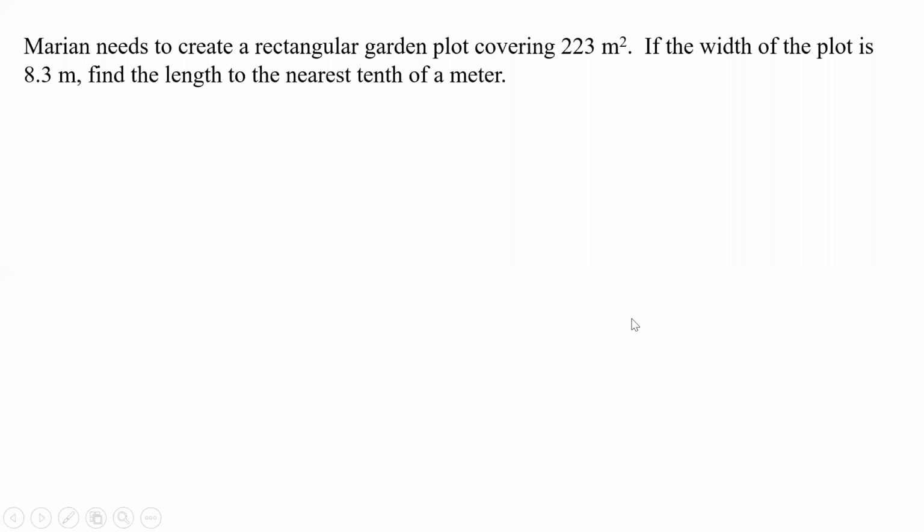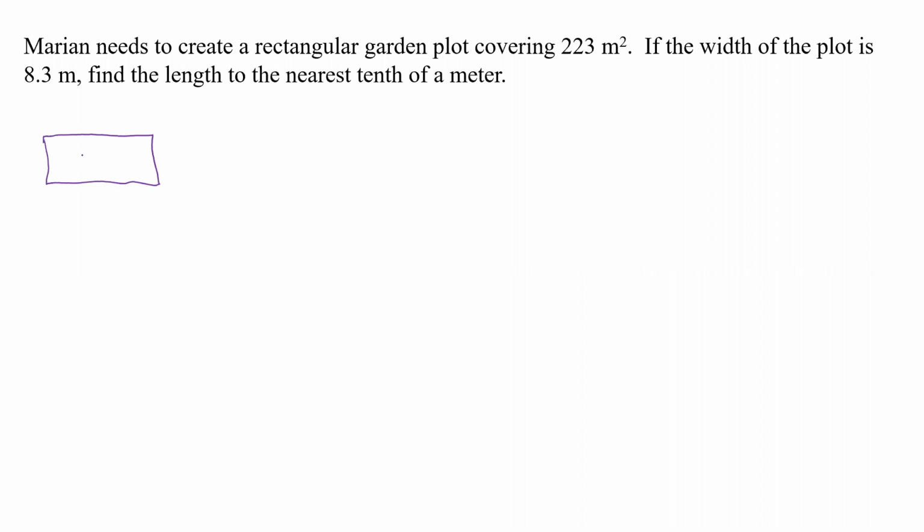All right, so this one, Marion needs to create a rectangular garden plot covering 223 square meters. If the width of the plot is 8.3 meters, find the length to the nearest tenth of a meter. All right, so let's draw a picture. What do we have?